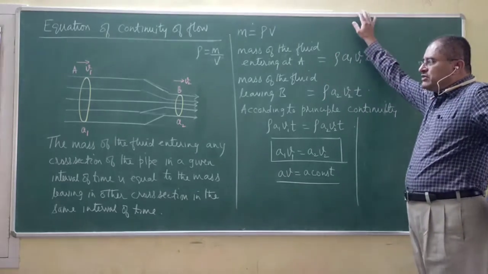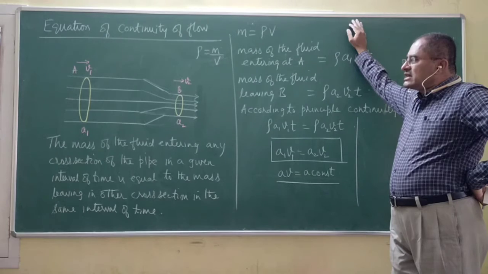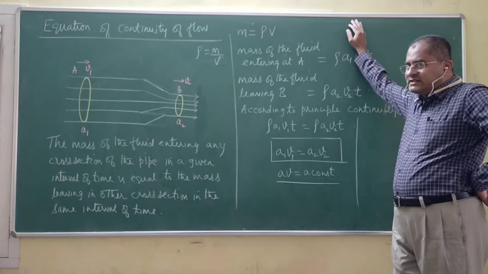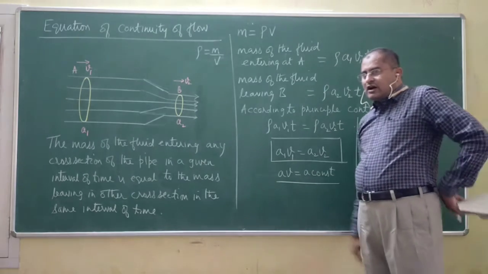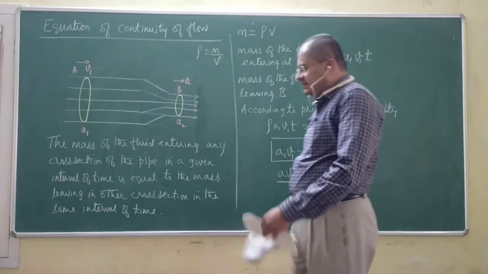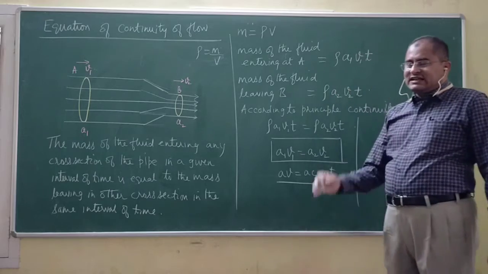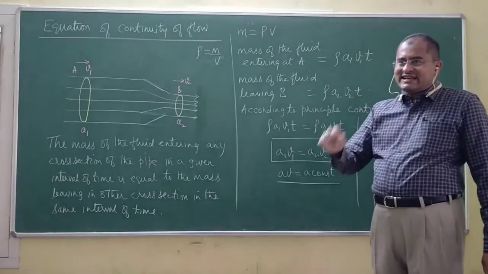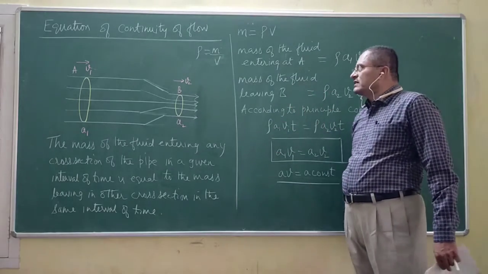In the diagram, I have drawn a pipe of varying cross section. A and B are two transverse sections whose area of cross sections are A1 and A2. Velocity of the liquid entering A is V1 and that leaving B is V2. According to principle of continuity, mass of the fluid entering any cross section of pipe in a given interval of time is equal to mass leaving any other cross section in the same interval of time.